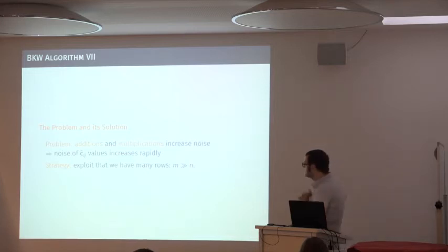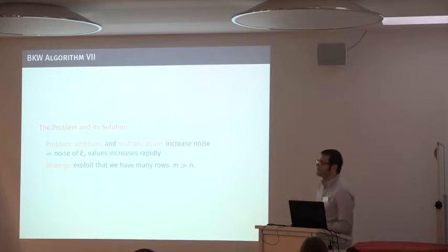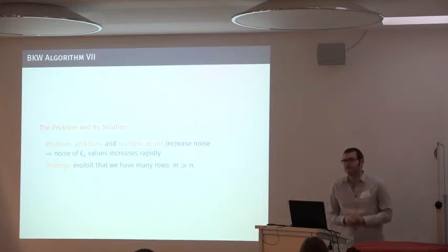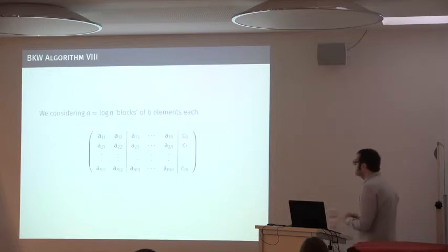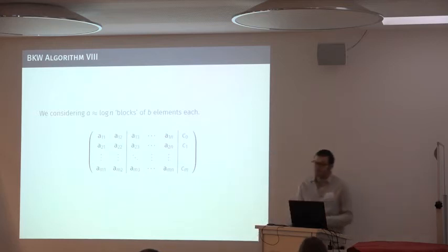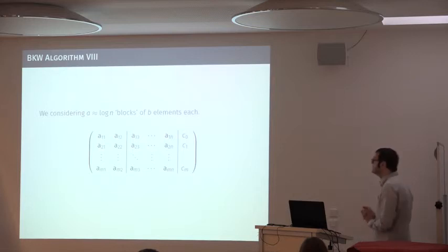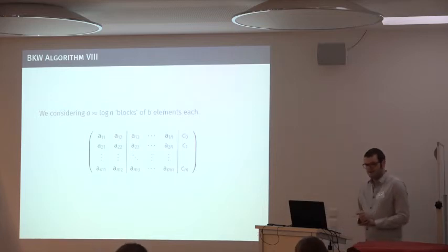And the way I'm going to deal with that is to say, well, I have many, many rows. So I can choose carefully what rows I add in order to minimize multiplications and additions. Let's see how this is done. What we do is we cut our matrix in blocks of columns. So in this example, my block size B is 2. And the number of blocks I have is something in the order of log n.